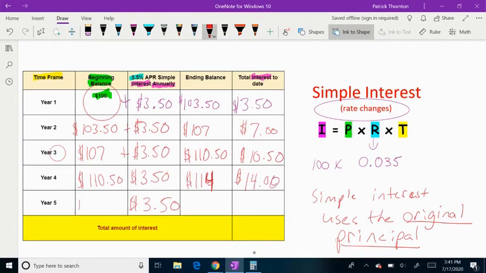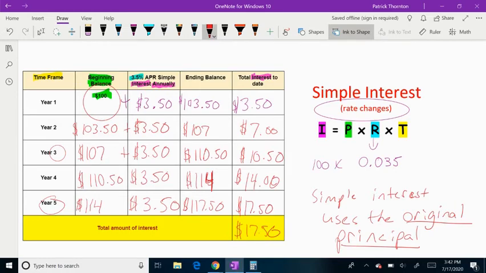Lastly, I have $114 plus $3.50 is $117.50, which means I have earned $17.50 over the course of this 5-year period. The bank is giving me $17.50. Okay, so this is again how our interest works. We have to remember simple interest is our original principal only.